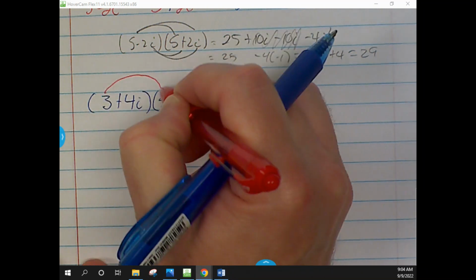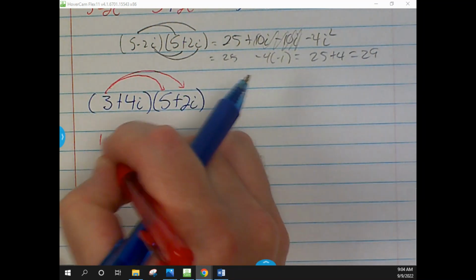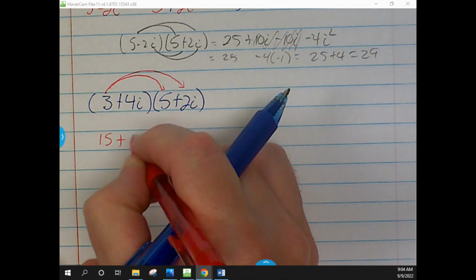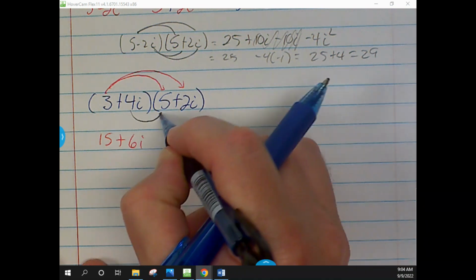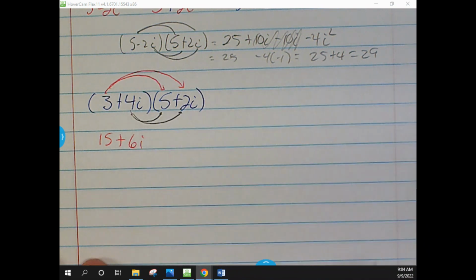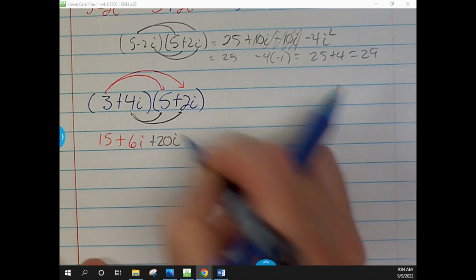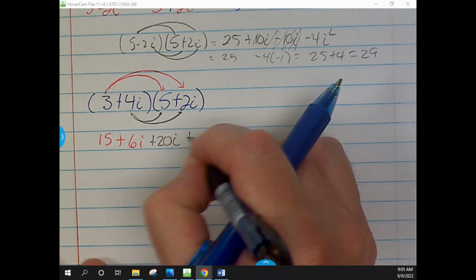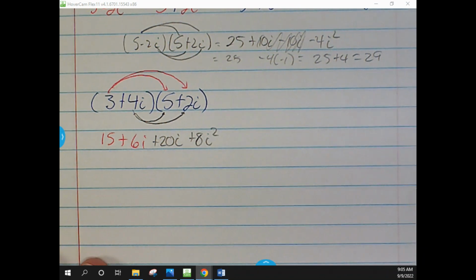All right, so we got 3 times 5, 3 times 2i. So that's 15 plus 6i. We got negative 4 times 5, and then negative 4 times 2i. So that's minus 20i minus 8i squared. And just remember, when you do i times i, you do get i squared there.